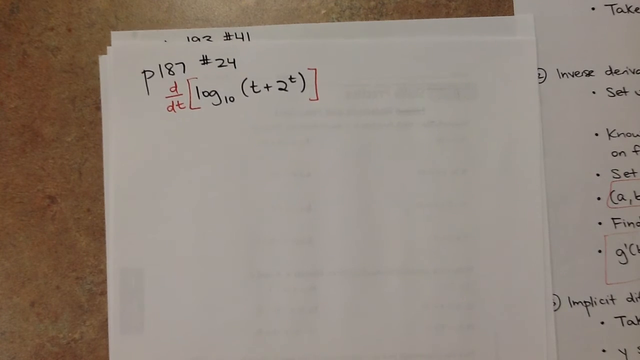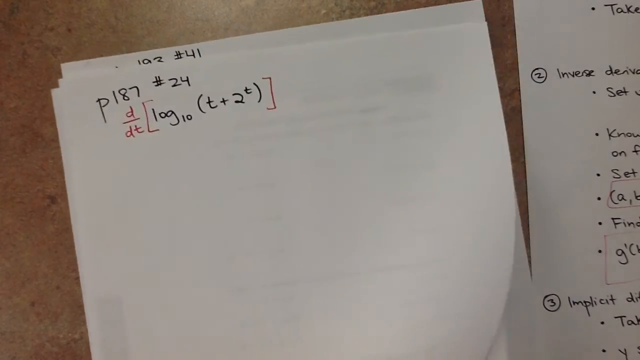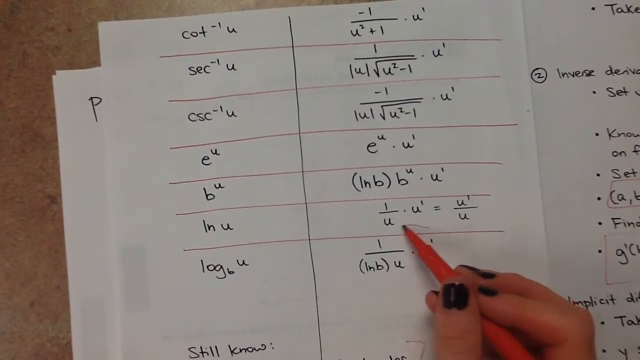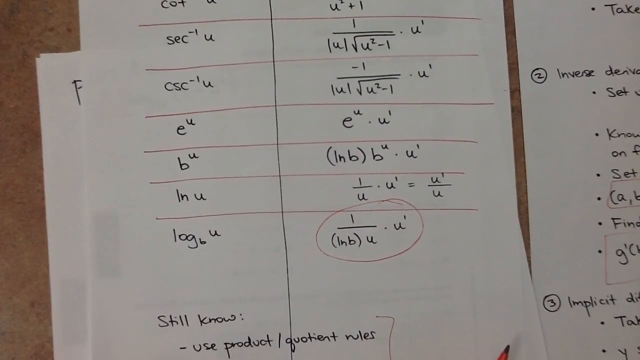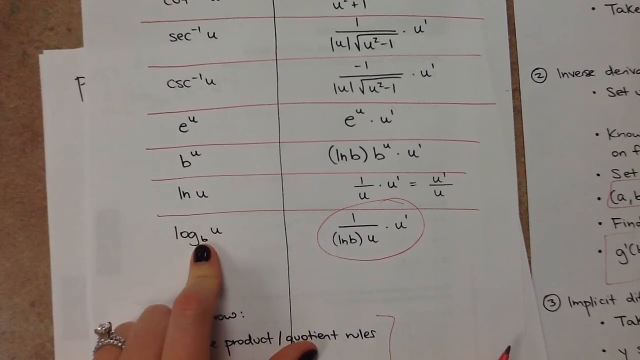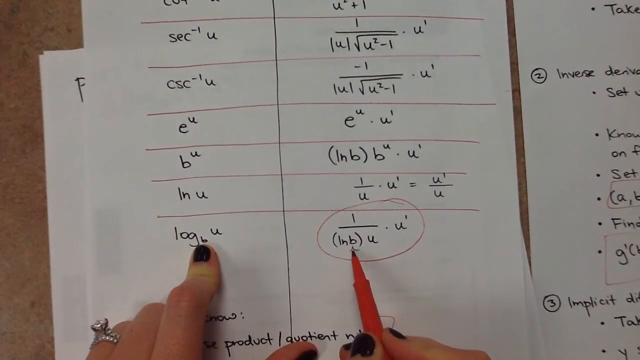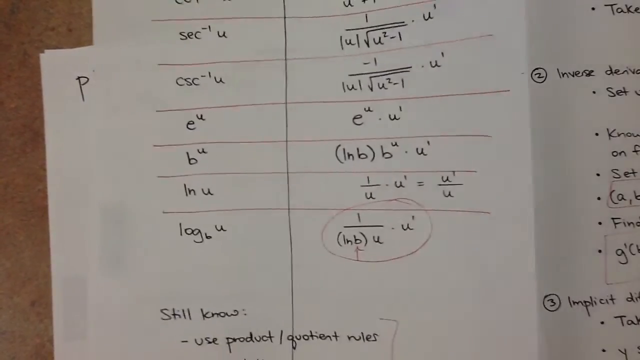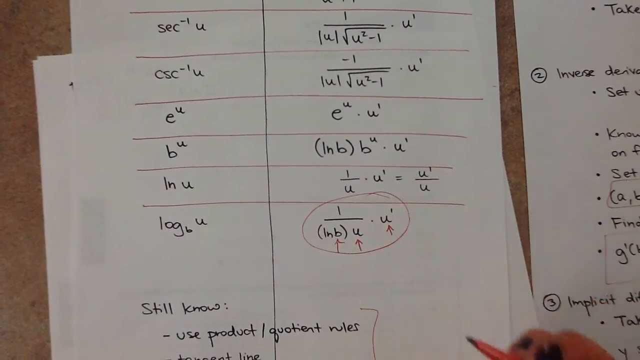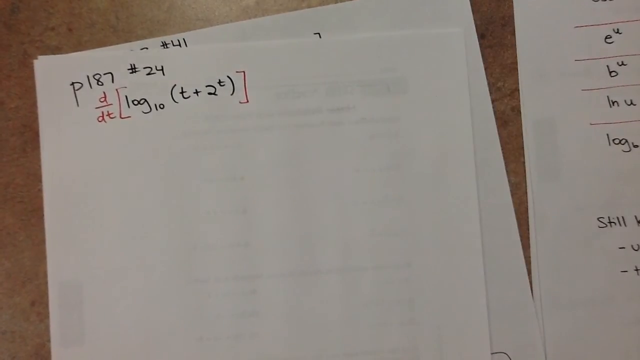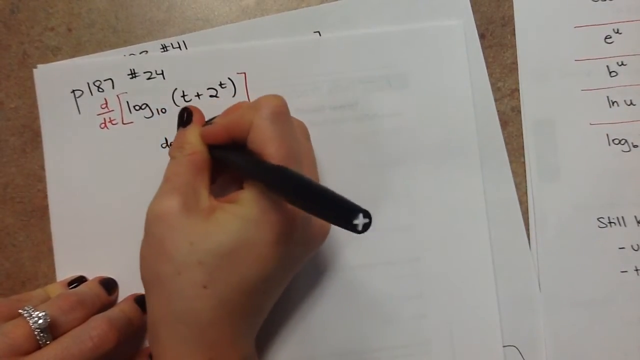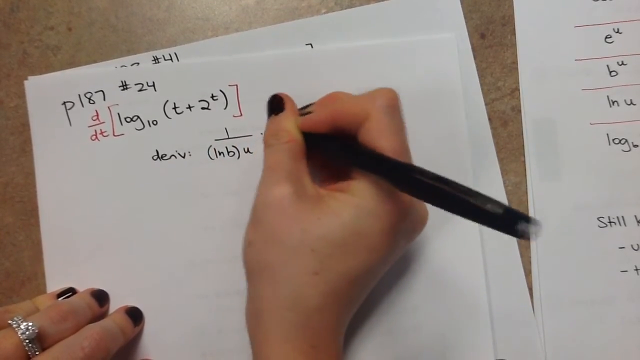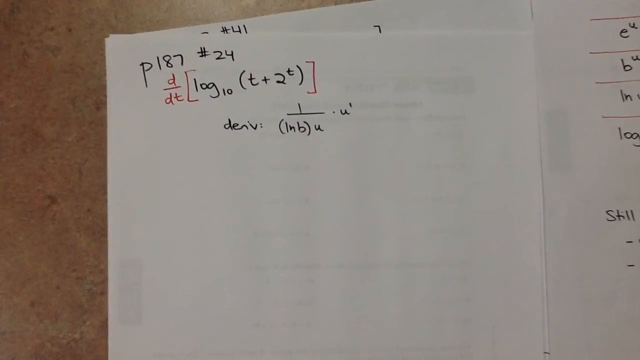Okay, trying to find that sheet where I wrote all the derivatives. Oh, here it is. Okay, so this right here, that's our derivative rule for log base whatever. So in this case, the base is 10. So 10 would go right here. Our nested function was t plus 2 to the t. So that would go here, and then its derivative would go here. So I'm just going to copy down what the derivative is. The generic derivative is 1 over the natural log of b times the nested function times the nested derivative. So we're just going to sub in where everything goes.